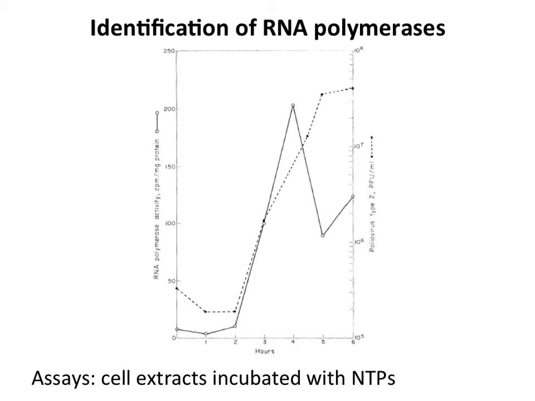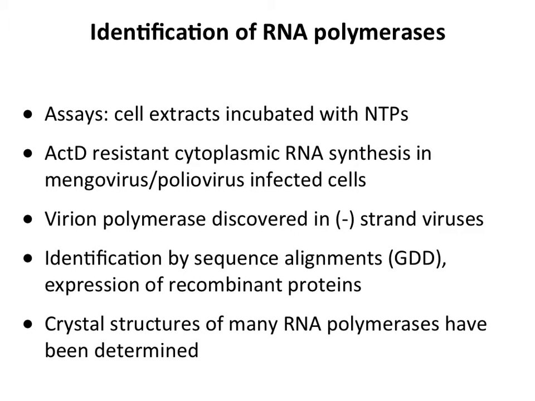And for many years, people didn't understand what was doing this. What was the enzyme doing this? Some people thought it was a cellular enzyme, but it turned out to be a virus enzyme. So this is how RNA polymerases were identified. That's the assay that I just showed you: cell extracts incubated with NTPs.